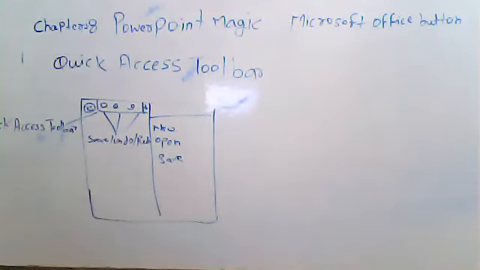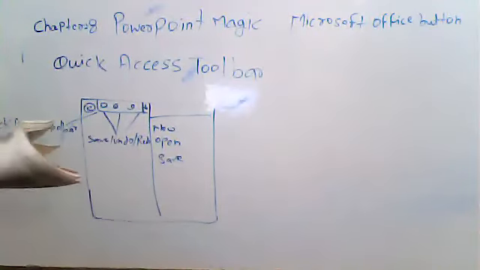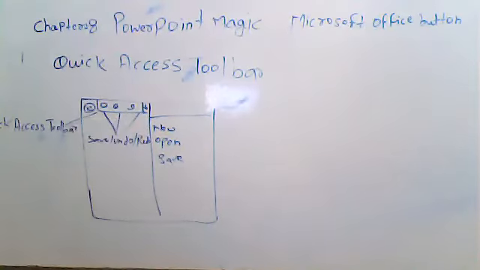The quick access toolbar is placed next to the Microsoft Office button. It contains commands that we may want to use frequently. By default, it has buttons for the common tasks of save, undo, and redo. We can add other tools such as open, new, etc. to this bar as per our choice.